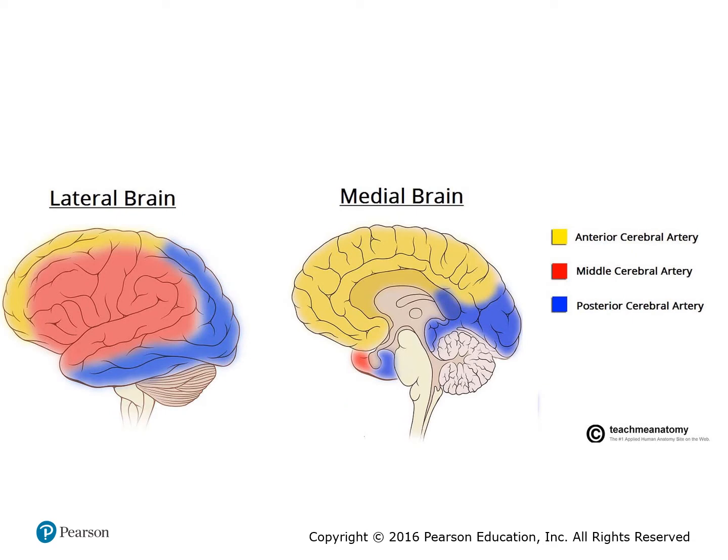So a simple way to remember this is kind of color-coded here for helping our memory. The yellow is going to be anterior cerebral artery, red is middle cerebral artery, and blue is the posterior cerebral artery. So this is the territory that these blood vessels serve and nourish. So we'll look at this on the next slide as well.